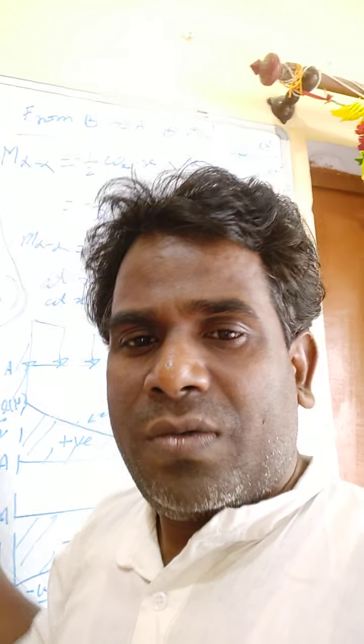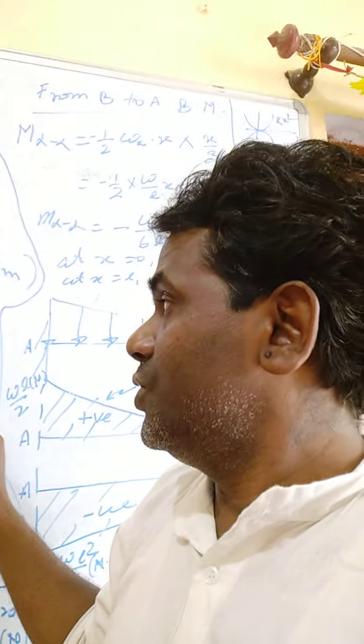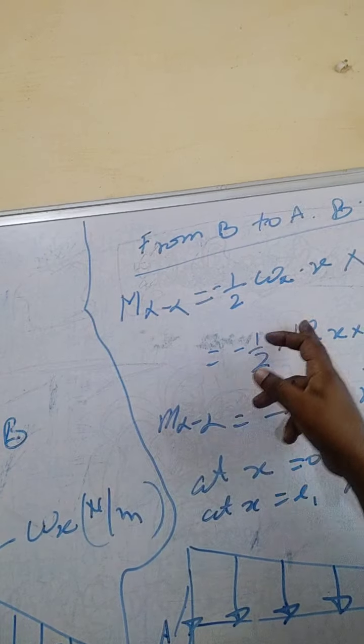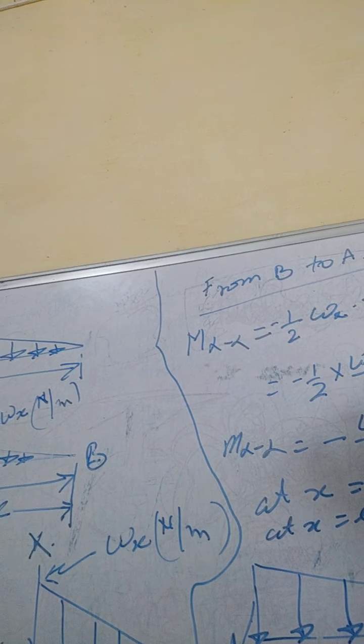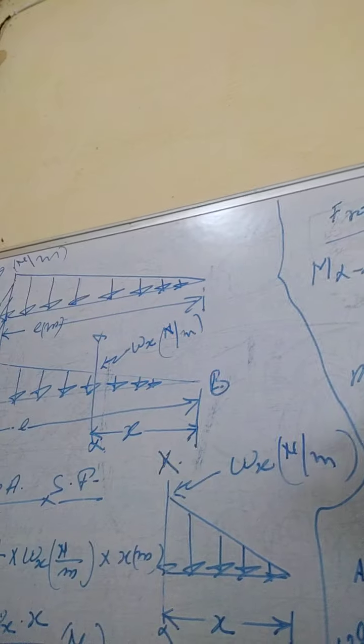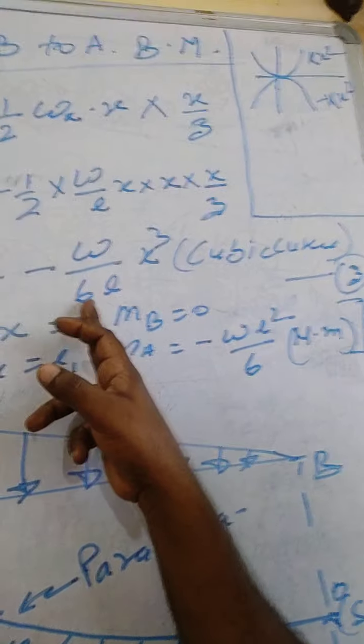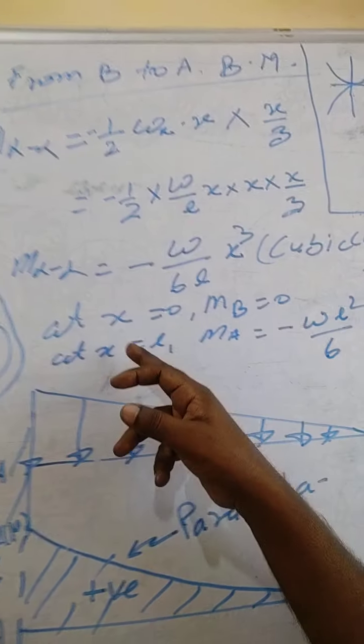So all the clockwise bending moment will be taken as negative, so I have put a negative sign here. Half W by L into x by 3. We are getting Mxx equal to minus W by 6L into x cube, a cubic curve.